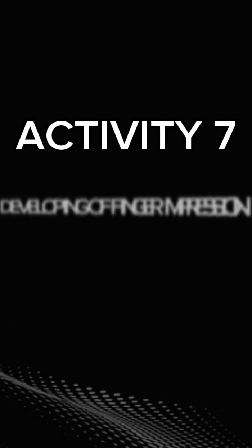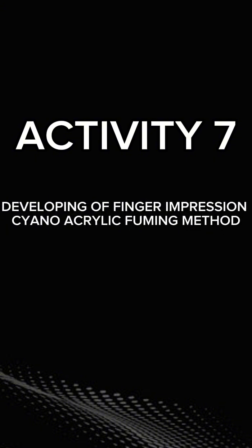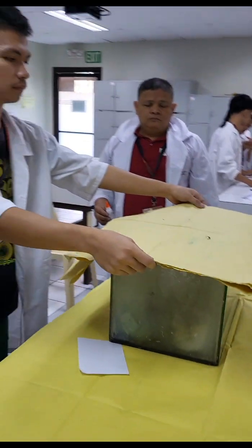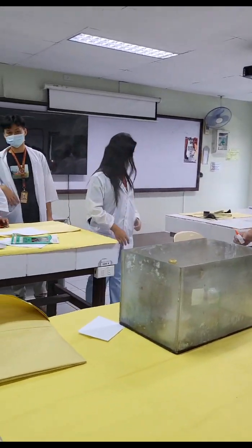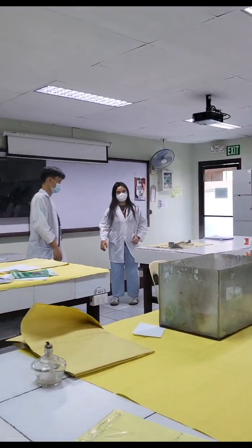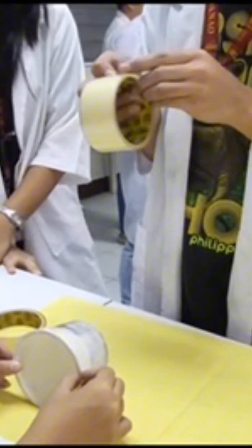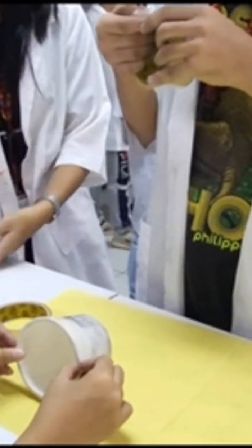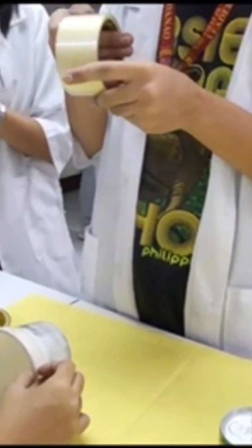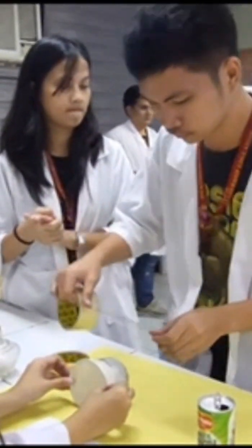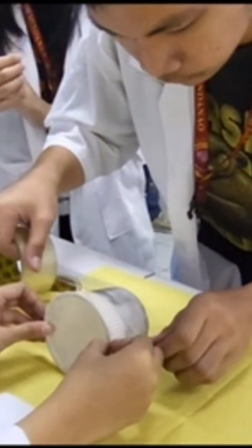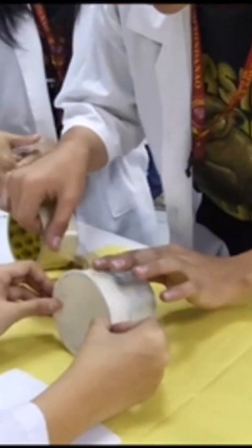Activity 7. Developing a finger impression, cyanoacrylic fuming method. For our seventh lab activity, which is the superglue fuming gas method, our professor let us conduct the lifting of fingerprint from the cup, bottle, and tin can. We put the lifted fingerprint into a 1/4 piece of bond paper. The pictures show our output for the seventh lab activity.